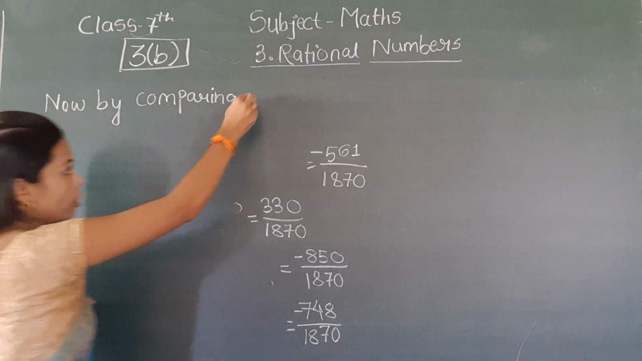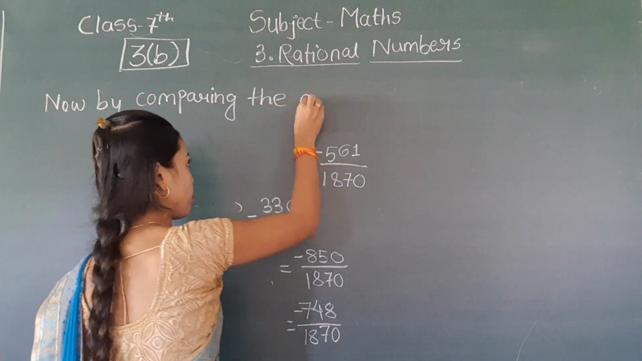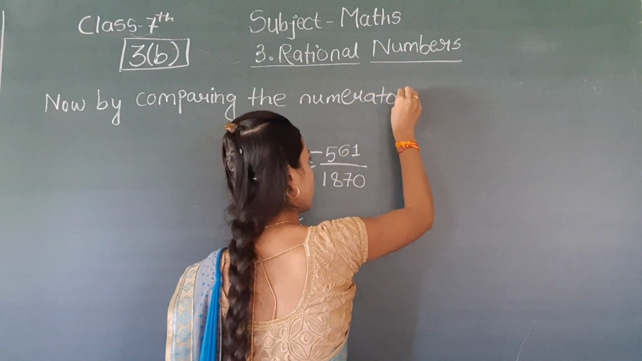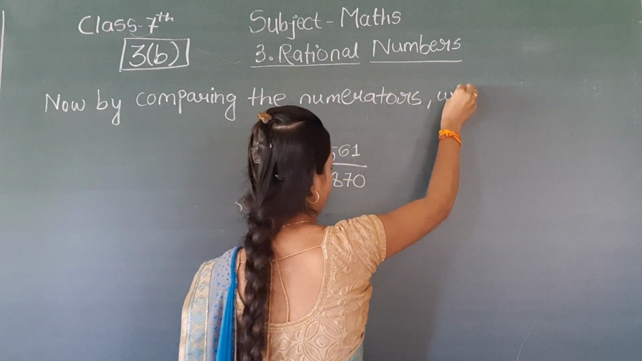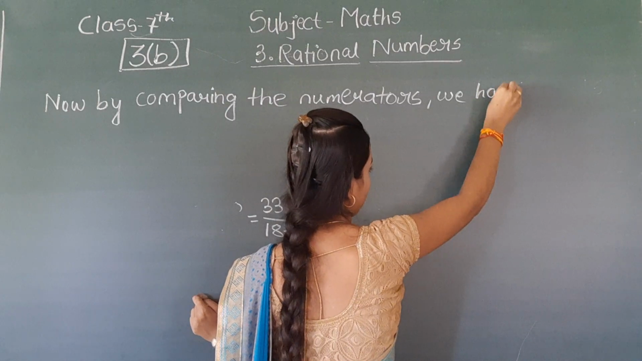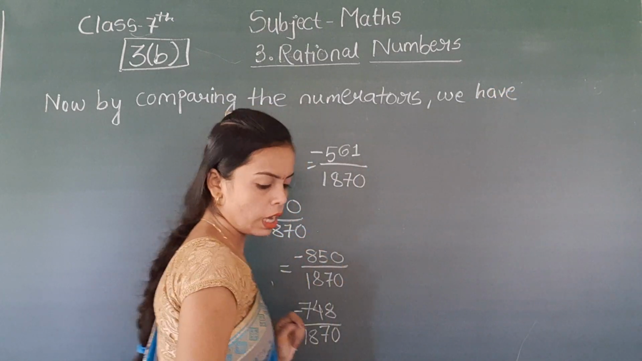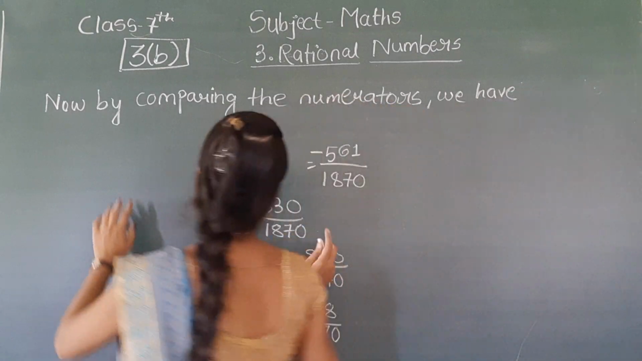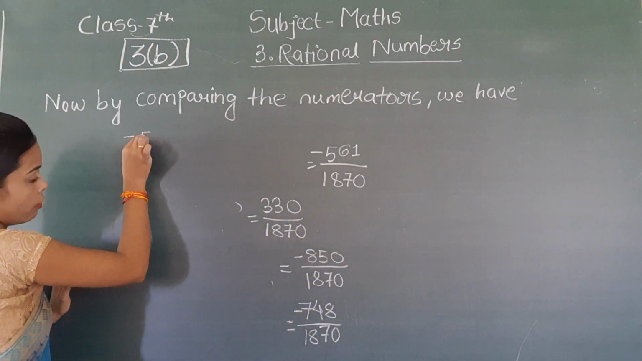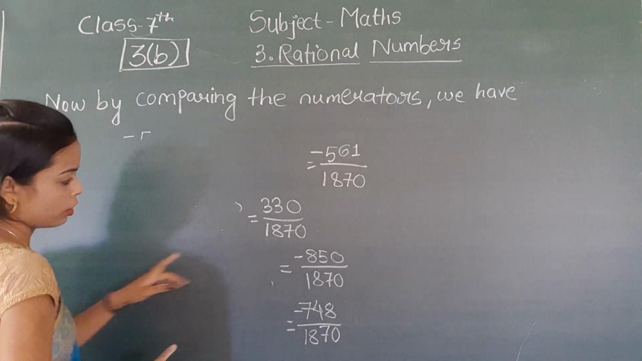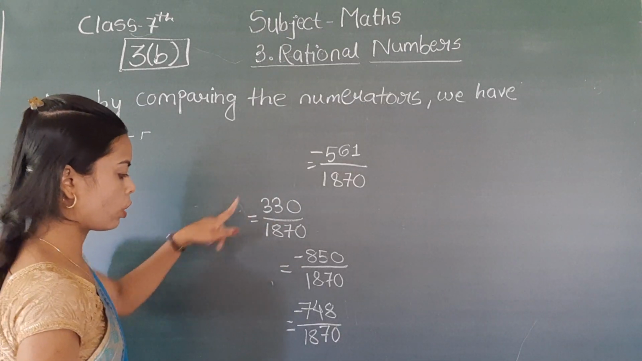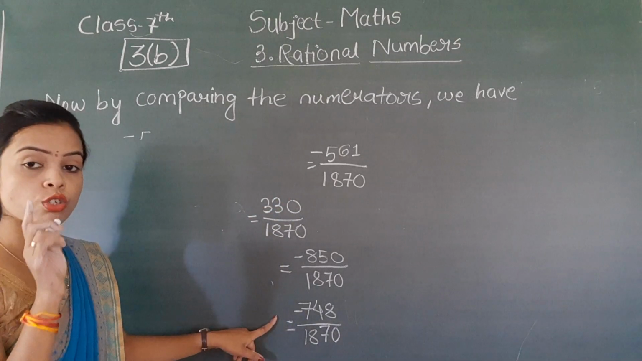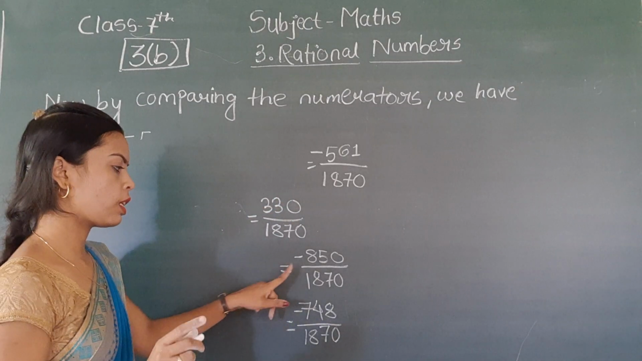By comparing the numerators, we have... Now you have to compare the numerators, okay? What do we have? -561, who will be the smallest? These are the negative numbers. All these three are negative integers. So the bigger negative number is always smaller.